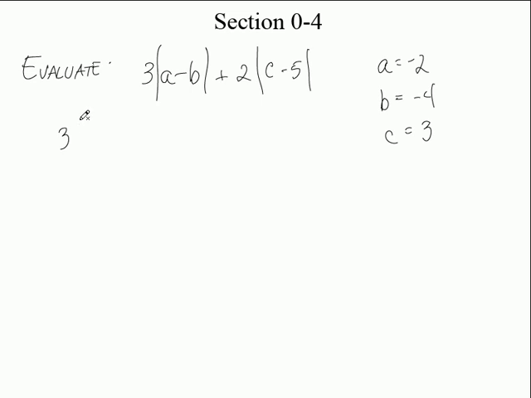Alright, so it's 3 times, let's just keep the absolute value there. So what is it? It's -2 minus what? -4. Alright, plus 2, absolute value, then 3 minus 5. Okay? Do what's inside the absolute value first. So we mess with this. We could probably do a little bit of this in our head.